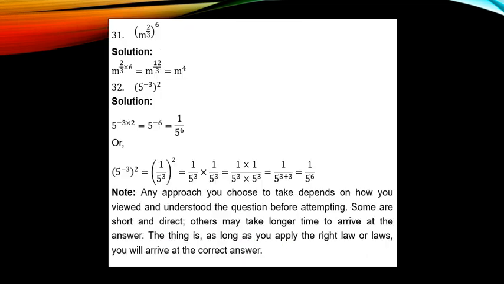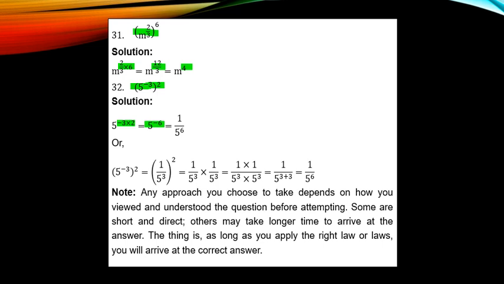Example 31. You have m to the power of 2 over 3, power 6. Here we simply apply the power law, where the two powers, 2 over 3 and 6, can be multiplied. 2 times 6 is 12 all over 3, divide, you have 4. So you have m to the power of 4. Example 32. You have bracket open, 5 to the power of minus 3, bracket close squared. This is also power law application, where the two powers, minus 3 and 2, are multiplied. You have 5 power of minus 6.